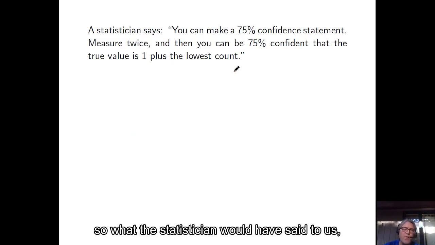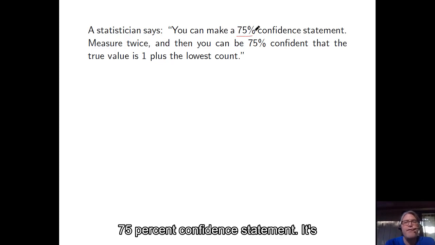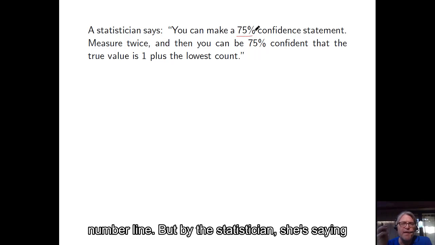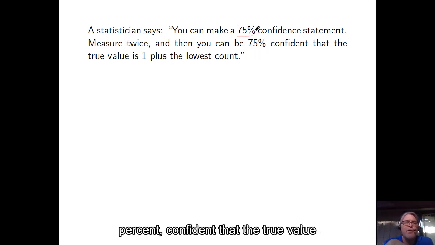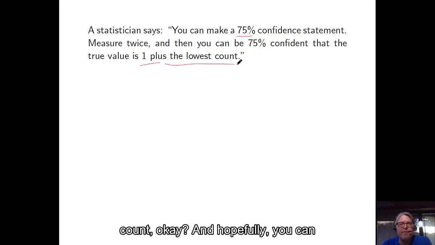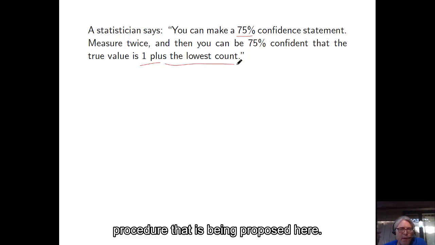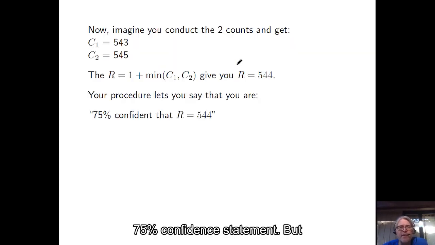All right, and so what the statistician would have said to us is use this procedure and you can make a 75% confidence statement. It's not an interval because it's just one point on the number line, but the statistician is saying measure it twice and then you can be 75% confident that the true value is 1 plus the lowest count. Okay, and hopefully you can see that that is a true and precise procedure that we're being proposed here. It actually is 75% of the time this procedure should work. So that's why it's justified to call it a 75% confidence statement.